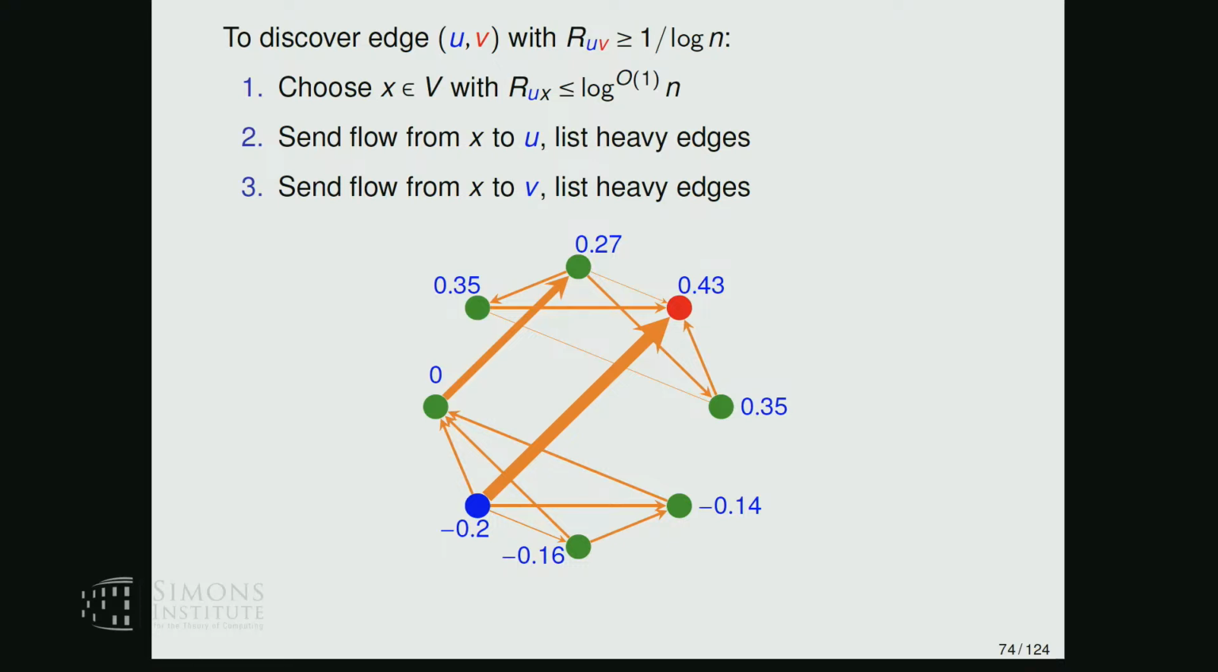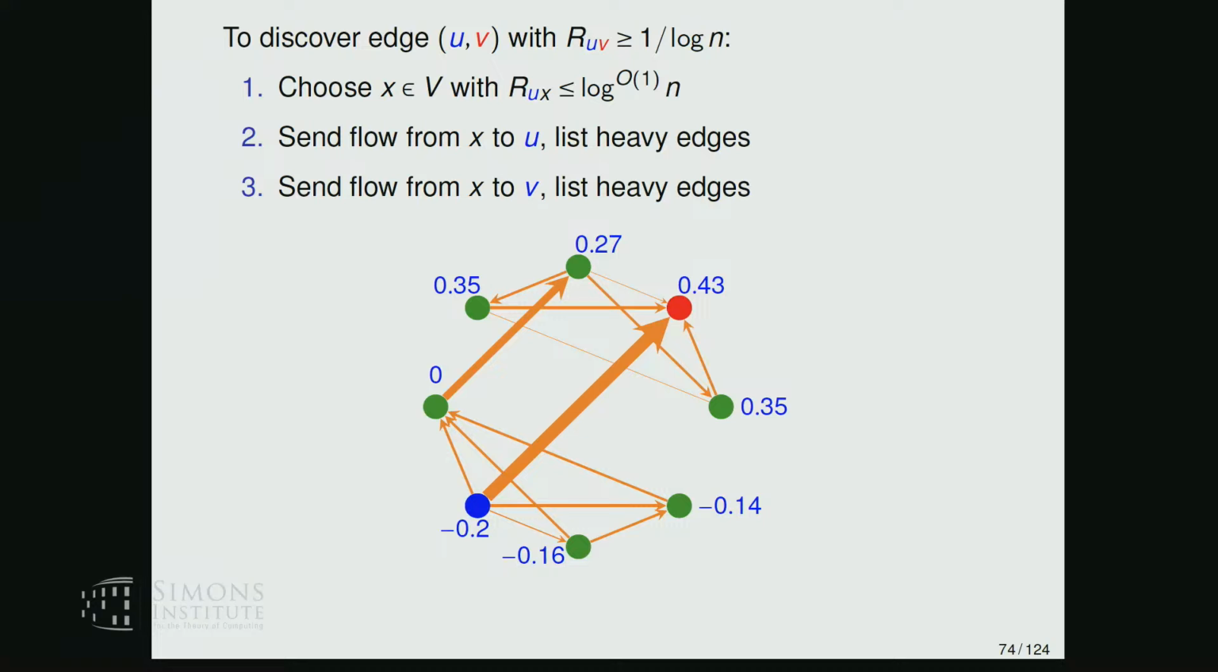We're going to choose some vertex X that is not too far in the resistance metric from U. Okay. So resistance is at most polylog. Then we will send flow from X to U and list all the heavy edges in that flow. And then we'll send flow from X to V, list all the heavy edges in that flow. By what we just said, the edge UV will be in one of the lists.